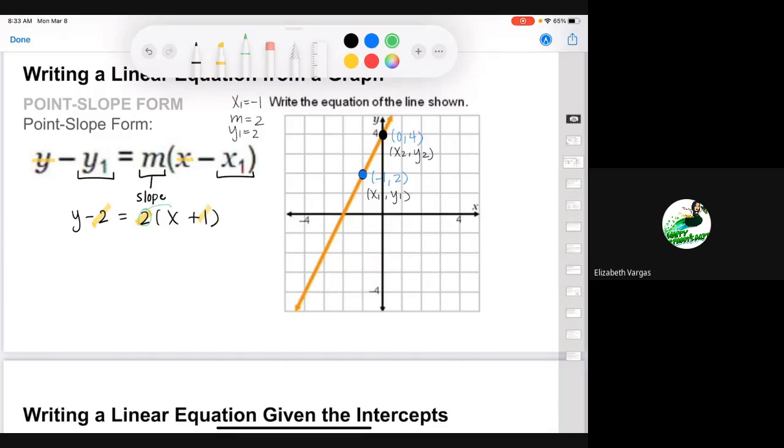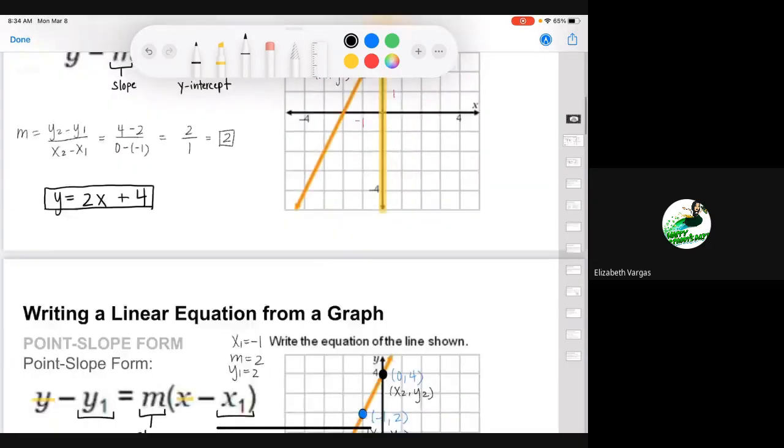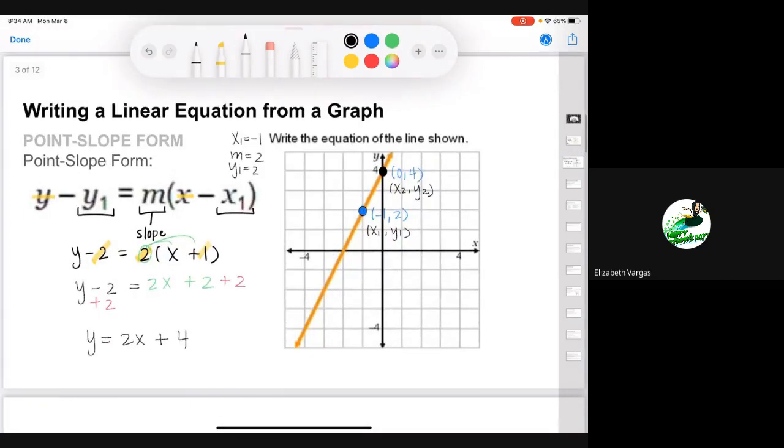So 2x plus 2 equals y minus 2. Okay, let me isolate my y. So I'll add 2 on both sides, add 2. So that becomes y equals 2x plus 4, okay? Which was the same thing I got up here. Y equals 2x plus 4, y equals 2x plus 4.